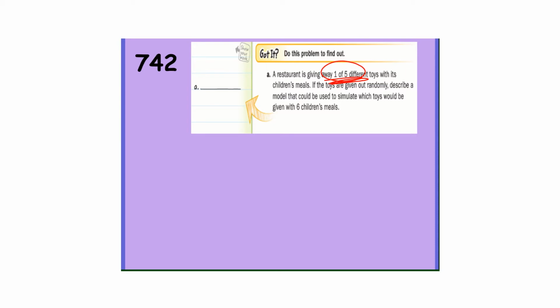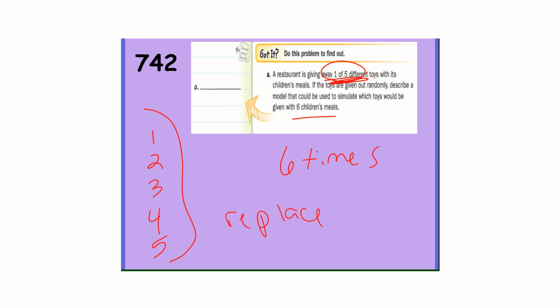So maybe we're going to put numbers in a hat. 1, 2, 3, 4, and 5. And you close your eyes and you take a number out of a hat. Now this is talking about 6 different children's meals. So you have to draw a number out of the hat 6 times. You have 5 cards in a bag, numbered 1, 2, 3, 4, 5. You draw one out, you replace it. It's important that you say that part because you have to put that back in the bag and you do that 6 times. That could be a simulator for this example.